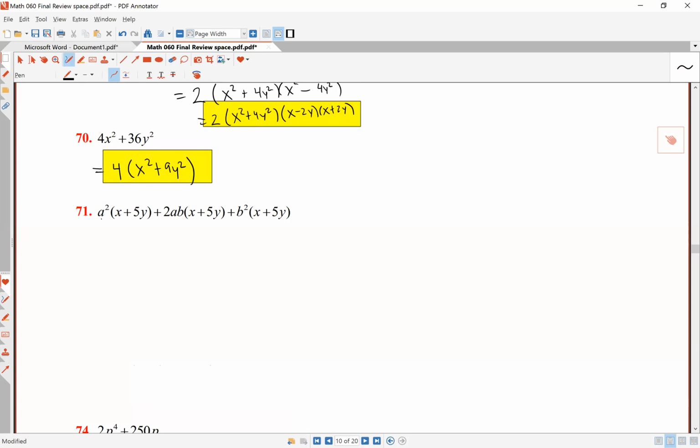71, we see all 3 terms here have an x plus 5y on them. So we factor it off to the right-hand side, just like we did with grouping. And then what we're left over with is a squared plus 2ab plus b squared. Now, a squared plus 2ab plus b squared is a plus b times a plus b.